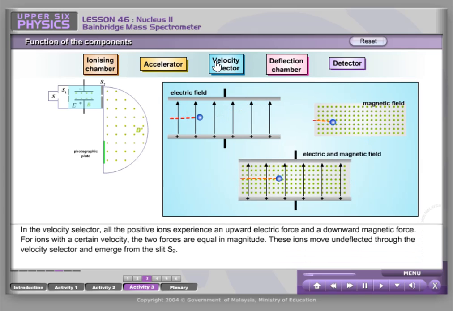In the velocity selector, all the positive ions experience an upward electric force and a downward magnetic force. For ions with a certain velocity, the two forces are equal in magnitude. These ions move undeflected through the velocity selector and emerge from the slit S2.